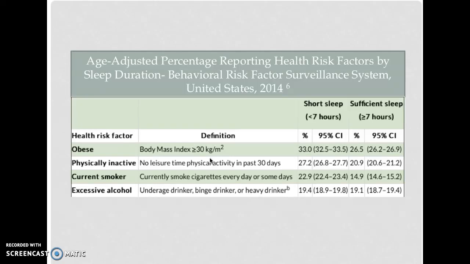This chart shows some of the health risk factors associated with short sleep duration. We can see obesity is one and being physically inactive is another. People who have less than 7 hours of sleep had 33% obesity and 27.2% were physically inactive.